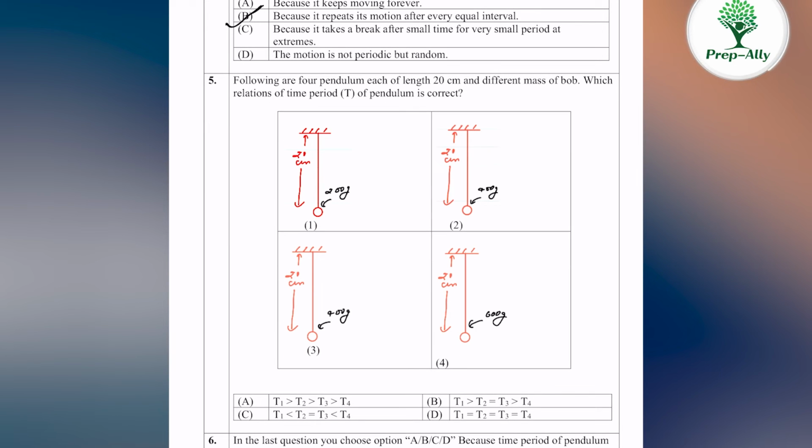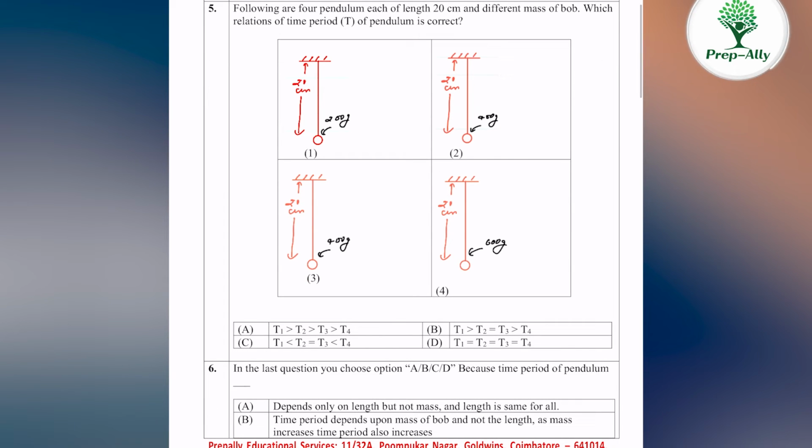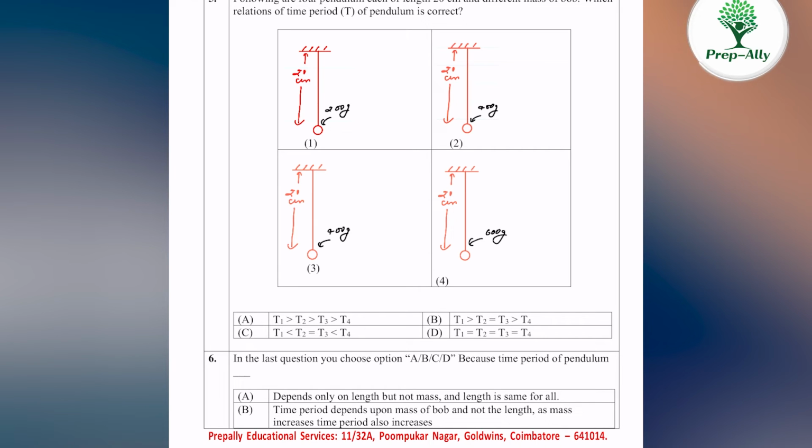Next one. Following are four pendulums, each of length 20 centimeter, with different mass of bob. Which relation of time period of the pendulum is correct? So you see, time period of a pendulum generally depends upon the length of the pendulum. I'll say here, time period is proportional to length. By the way, it's length to the power 1 by 2. So the more the length, the more will be the time period. And it does not depend upon the mass of the bob. It would not matter if the mass is 200, 400 or 600 gram. It solely depends upon the length of the pendulum.